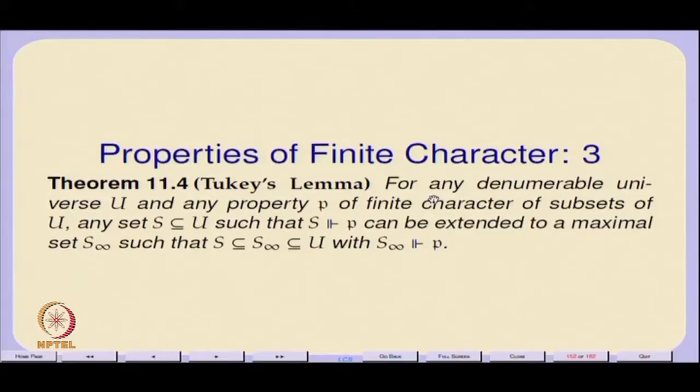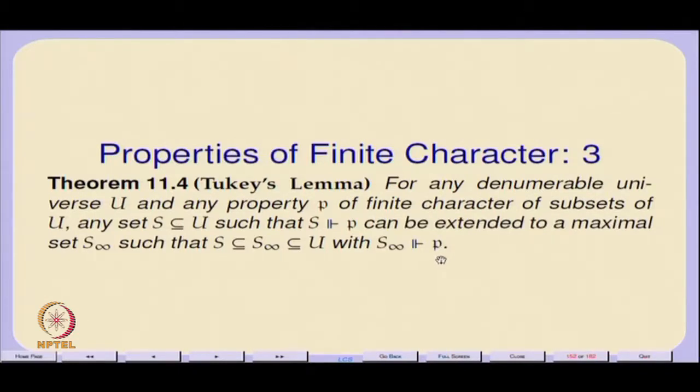Tukey's lemma is actually more general. It is not really restricted to denumerable universes, but in this course we will be mostly restricted to denumerable universes, because we are restricted to languages, and languages are always denumerable. For any denumerable universe U and any property P of finite character of subsets of U, any set S, a subset of U, such that S has the property P, can be extended to a maximal set S infinity such that S infinity also has the property P, where P is a property of finite character.